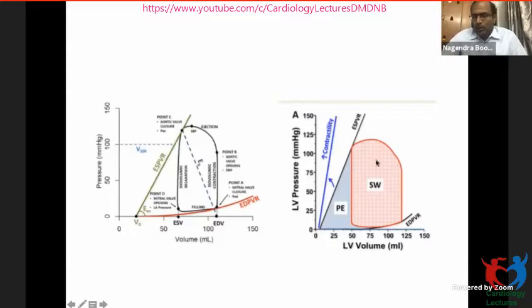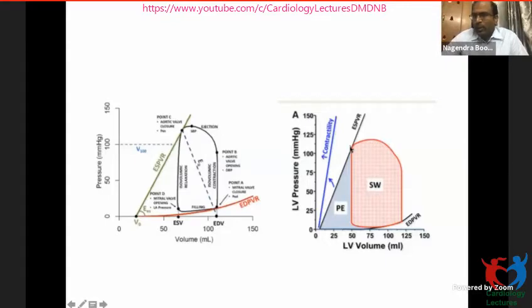This is the workload being done by the heart, based on the pressure volume loop curve. The width of the curve represents the stroke volume. From here to here, the stroke volume. The work done by the heart to produce that stroke volume is called stroke work. In order to develop this much stroke work, some amount of potential energy is utilized by the heart. The maximum amount of interaction between actin and myosin is going to happen at the end of systole, that is this point.